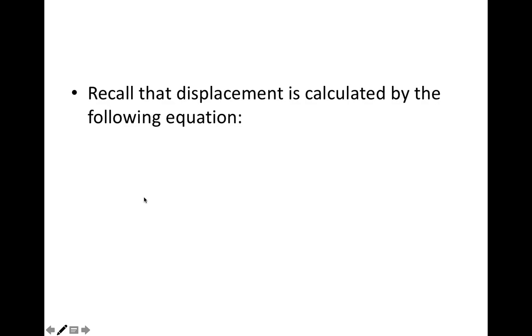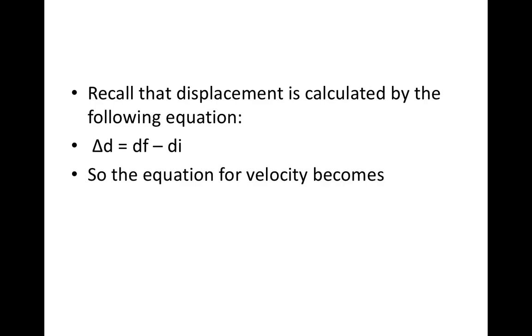Recall that displacement is calculated by the following equation. Delta d equals d final minus d initial, which you learned in a previous lesson. So d final is your final position and d initial is your initial position. So the equation for velocity becomes v equals d final minus d initial over delta t.